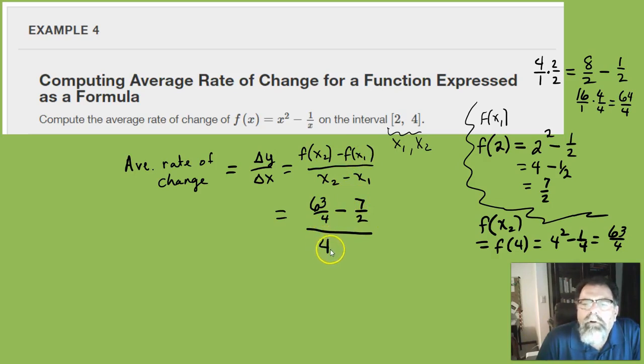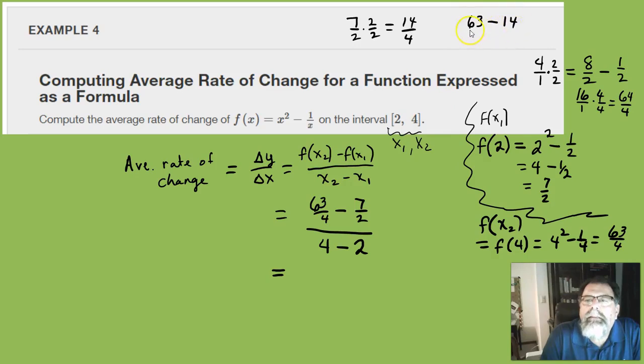x sub 2 is 4, x sub 1 is 2, and then okay, so we got to punch this in. We want to get common denominators again, so here's some more scratch work. 7 over 2, I want 4, so that's 14 over 4, so I'm going to do 63 minus 14, and then I have the common denominator 4. So that would be 49 over 4, over, and then 4 minus 2 is 2.